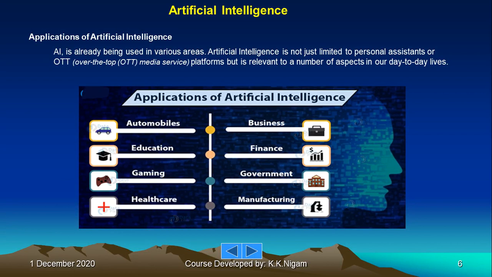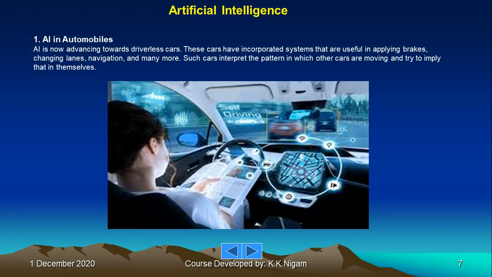Now let's try and understand artificial intelligence applications alongside machine learning. Applications of AI are already being used in various areas. All of us know that AI is not just limited to personal assistants. There are a huge number of applications already prevailing, and more and more are being developed in almost every area. In our daily life, for example, OTT, that is over the top, a media service platform, is relevant in a number of aspects of our day-to-day lives. Some of the commonly seen applications are in automobiles, education, gaming, healthcare, business, finance, government, manufacturing, and many more. Let's try and understand some of them one by one.